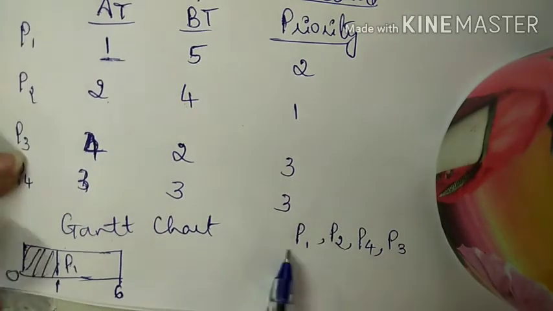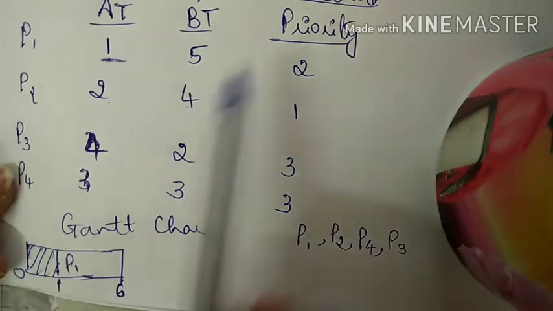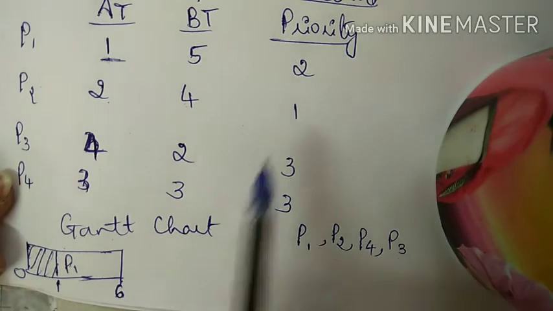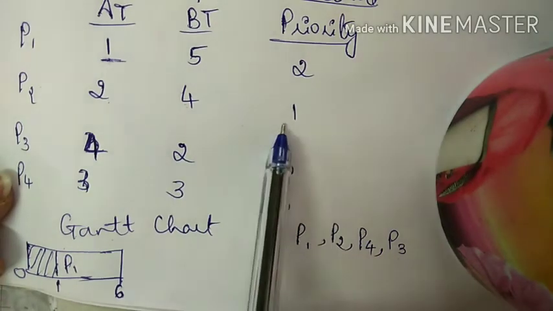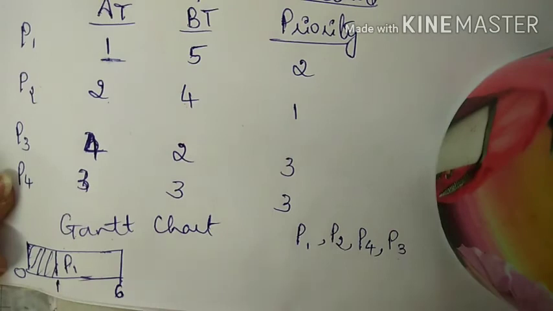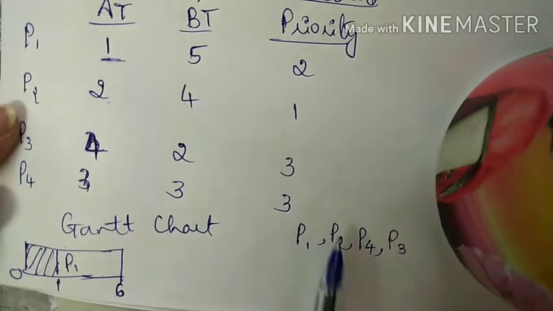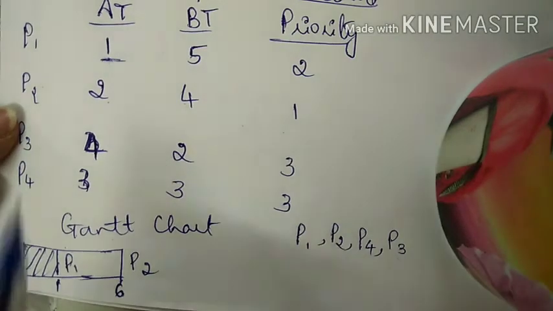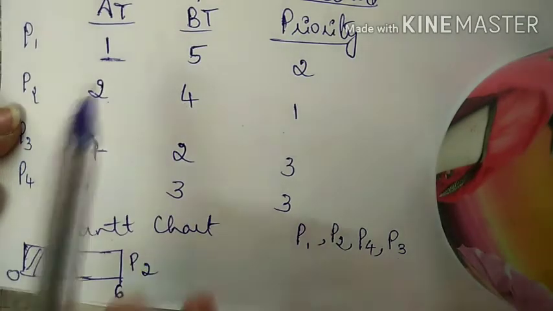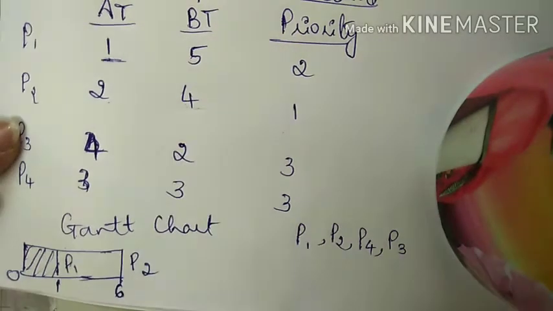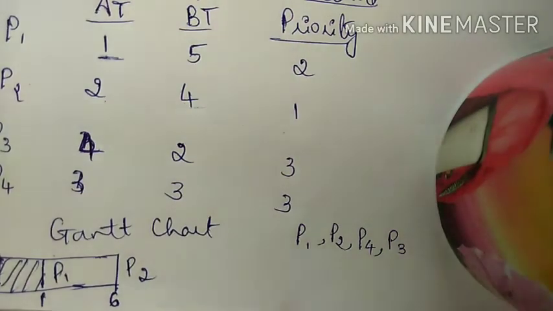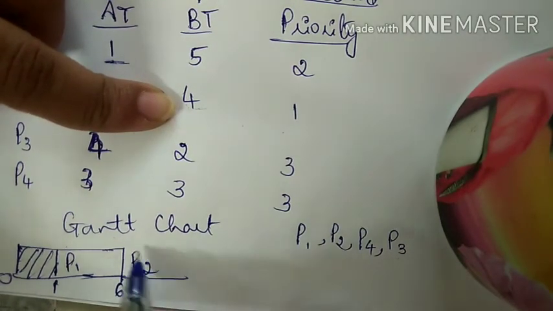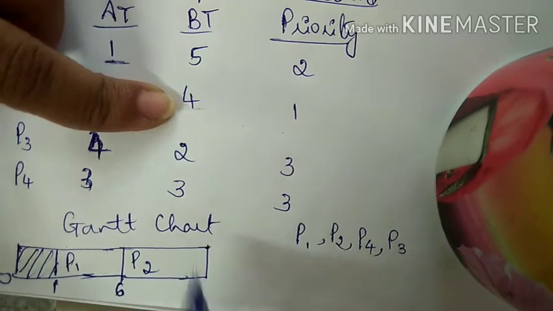Now, since all the processes are in the ready queue, we are going to check their priority numbers. The one which has the least number will be assigned to the CPU. That is P2. That's why P2 will be taken from the ready queue and assigned to the CPU. Since it is non-preemptive, again it will run till its termination. P2's burst time is 4. So 6 plus 4, that is 10.